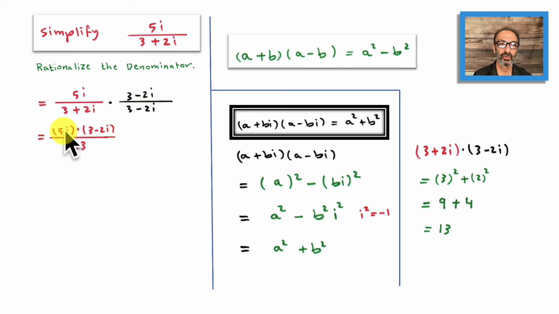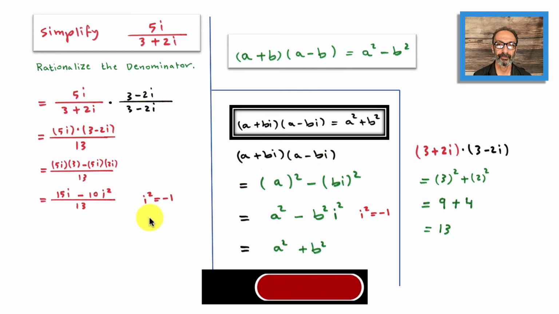So I still need to multiply the top and use distributive. 5i times 3 and 5i times 2i. Don't forget the minus or the subtraction. i times i will give you i squared. 2 times 5 will give you 10. 3 times 5 will give you 15. And we have 15i minus 10i squared. Let's use i squared as negative 1, and that's going to change this to a plus 10.